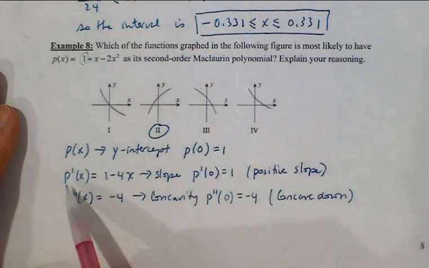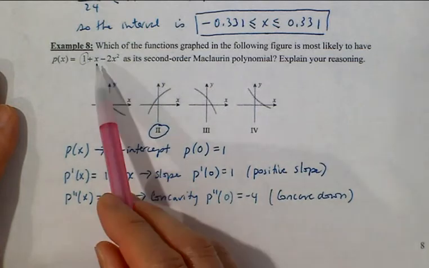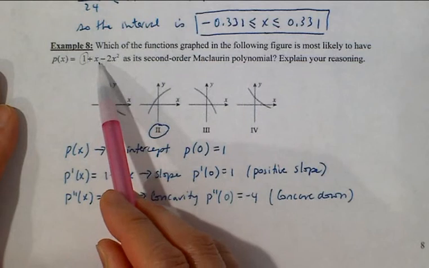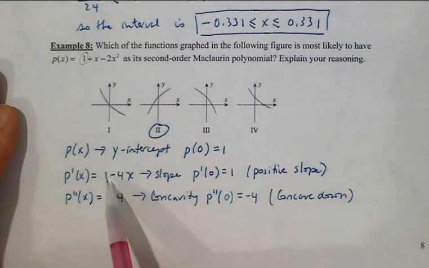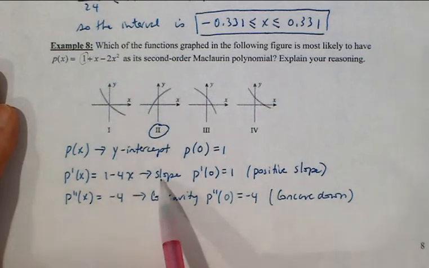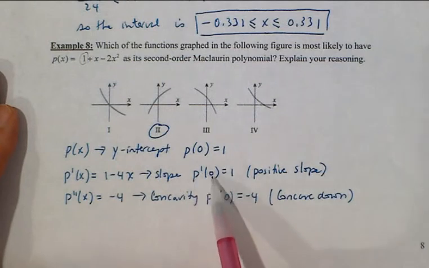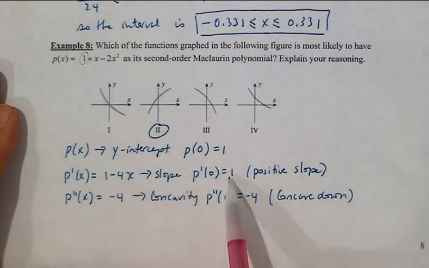And then we have p prime of x, and that is equal to 1 minus 4x. So I'm just taking this derivative, right? If I take this derivative, then the 1 drops out, and the derivative of x is 1, and then I have a minus 4x. So what this tells me is the slope. If I take p prime of 0, it comes out that the slope is equal to 1, so it has a positive slope.